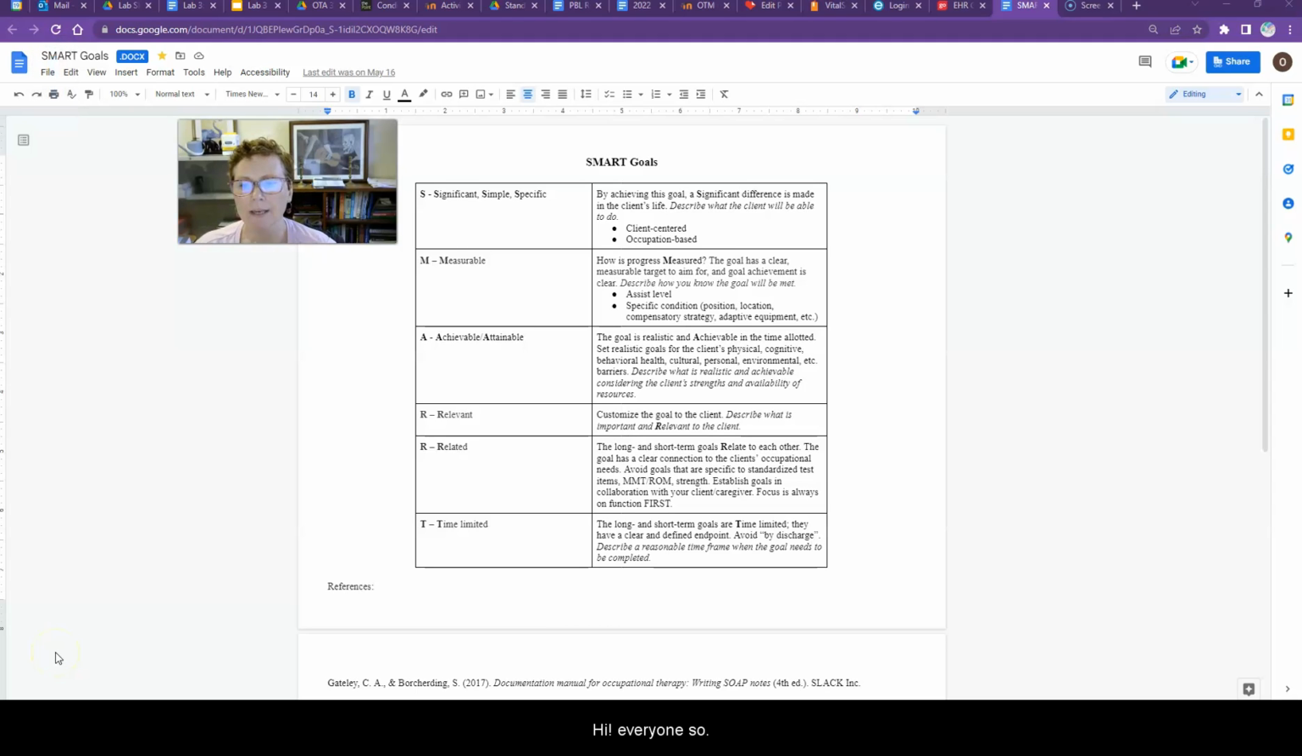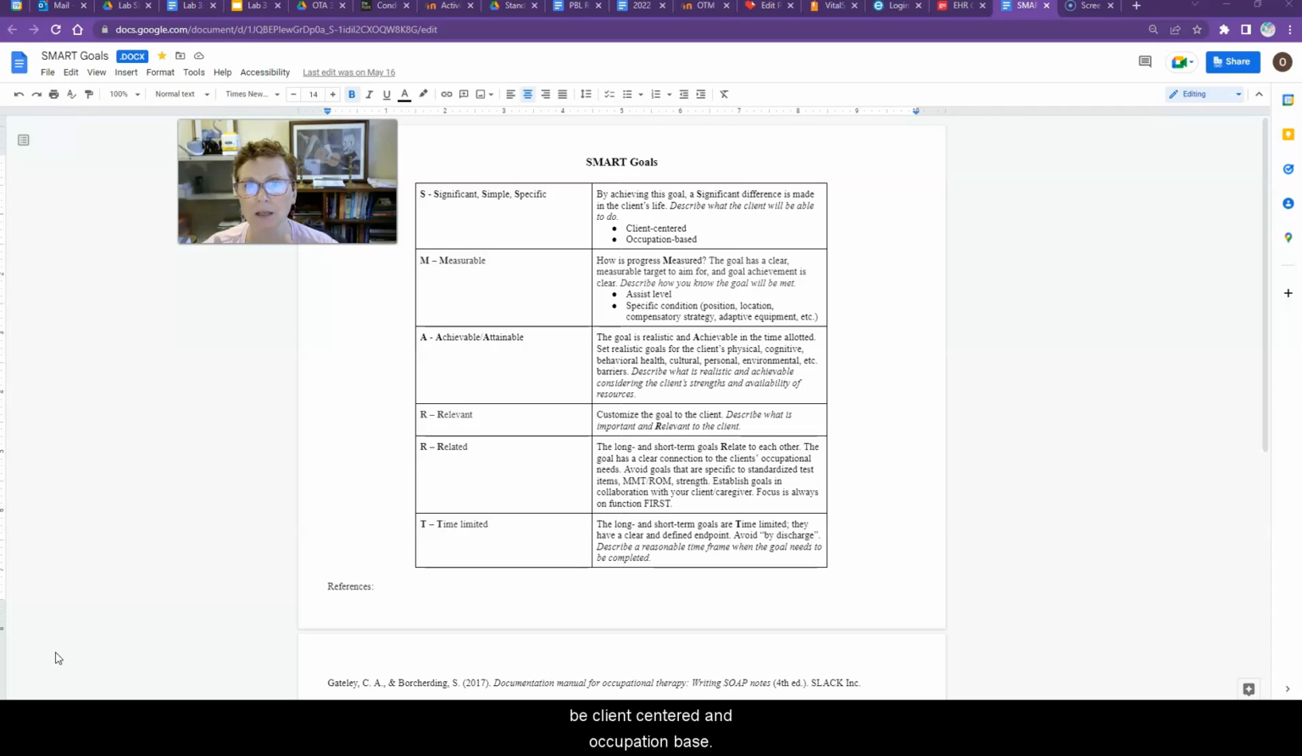Hi everyone. As we're going through and grading your goals and your SOAP notes, you all are doing a really great job. The areas that we see for growth come with practice, but also with really following this general outline for how to write goals. Remember, the goal needs to be significant, simple, and specific.